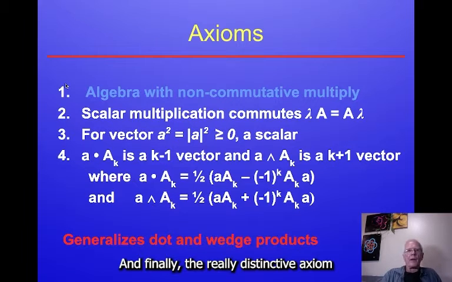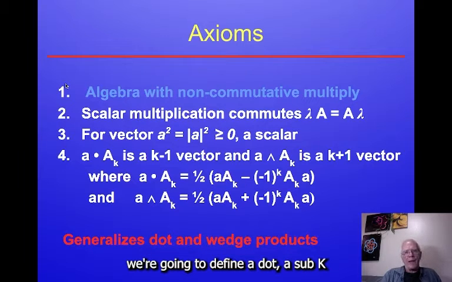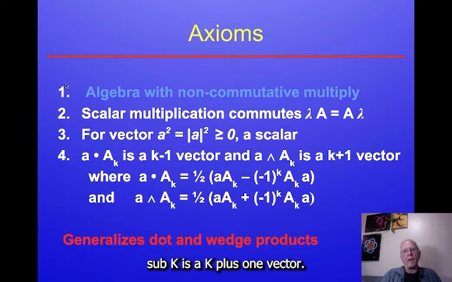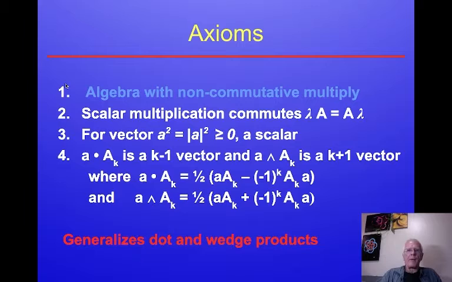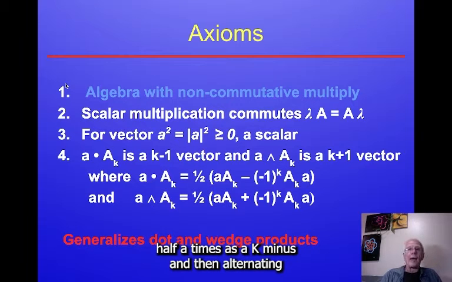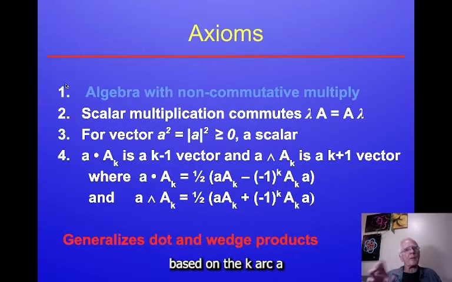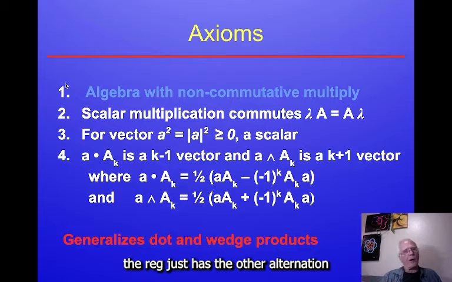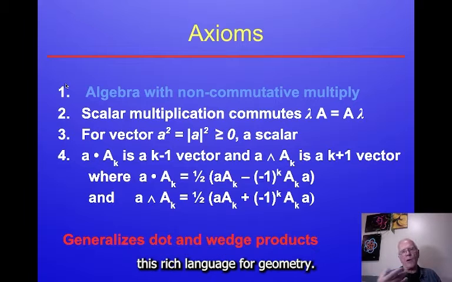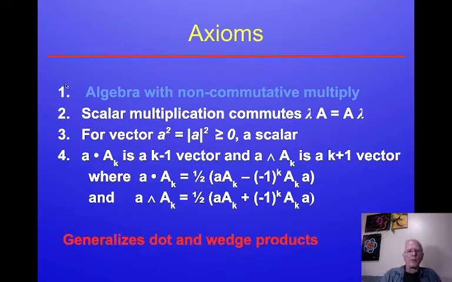And finally, the really distinctive axiom, we're going to define A dot A sub k, where A is a k minus 1 vector, and A wedge A sub k is a k plus 1 vector. So we're going to define them in terms of the geometric product. So A dot A sub k is equal to 1/2 A times A sub k minus, and then alternating based on the k, A sub k times A. The wedge just has the other alternation. And that really is the set of axioms that are going to give us all this rich language for geometry.